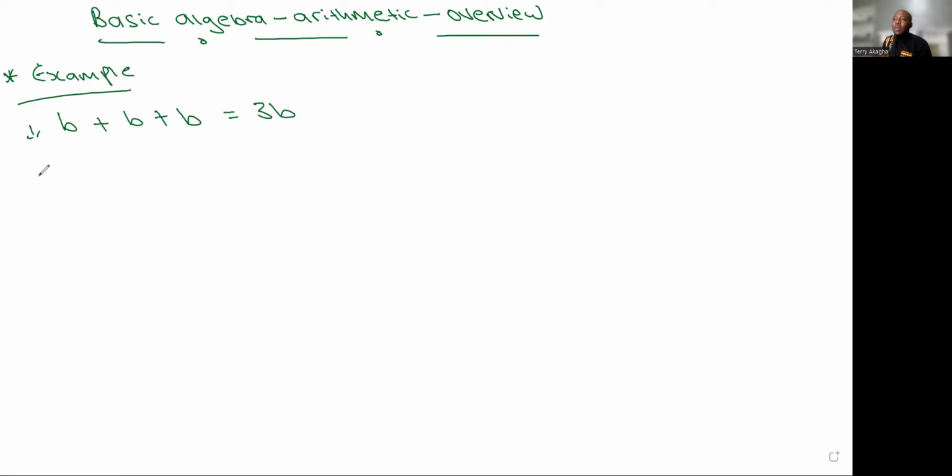And we could say, all right, let's use multiplication now. So B times B times B, and that will give us B raised to the power 3. This is also algebra. Or you can say maybe 4 times a particular value, let's call it X, and that will give us 4X. So all these are examples of algebra.